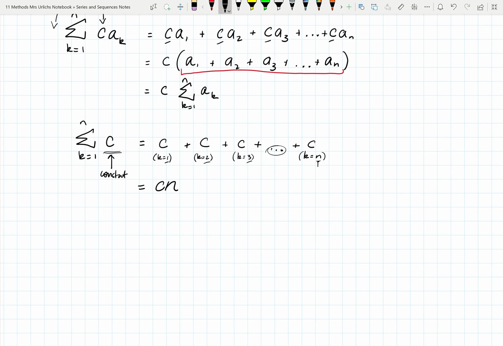There are some questions in the chapter where you'll need to rely on those properties, so you might need to come back and have another look at them. All right, that's it.